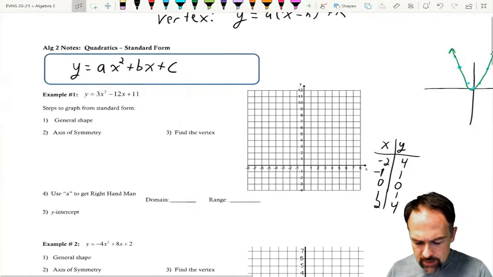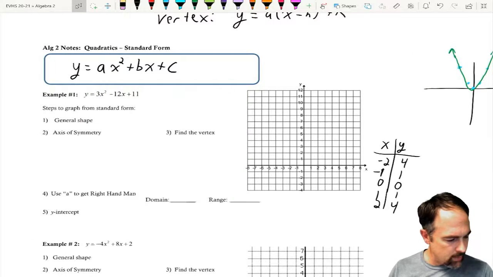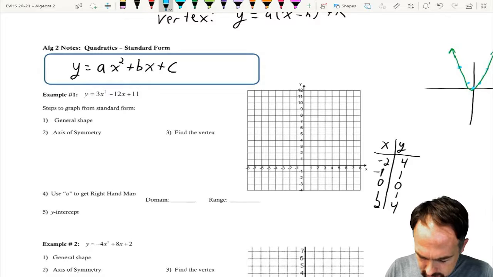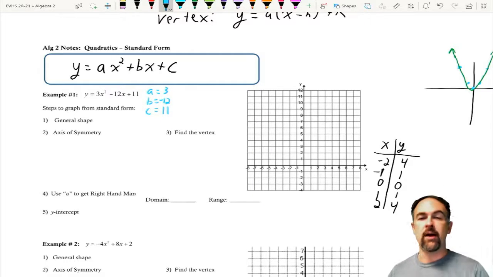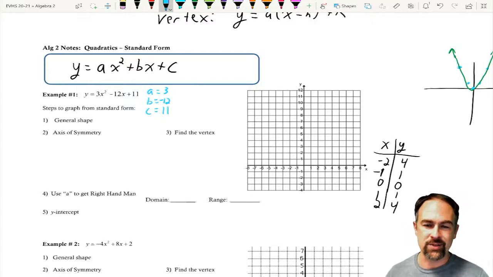So let's jump in here. Let's just label these. We've got a equals 3, b equals -12, and c equals 11. Now I'm not going to be labeling these every single time. I just wanted to make sure that we remembered how to do those.